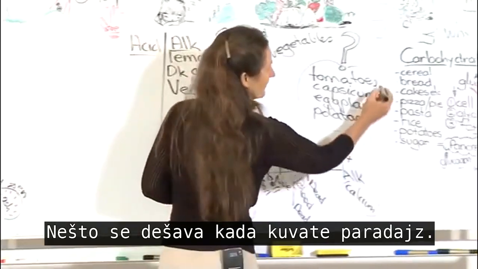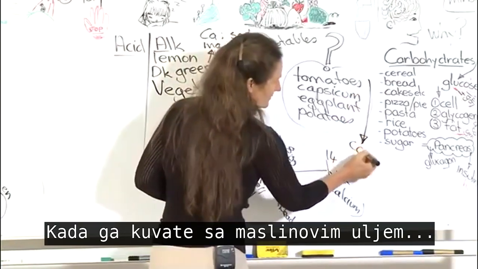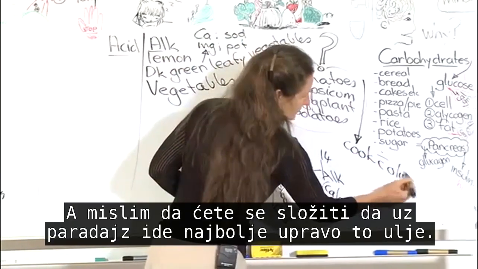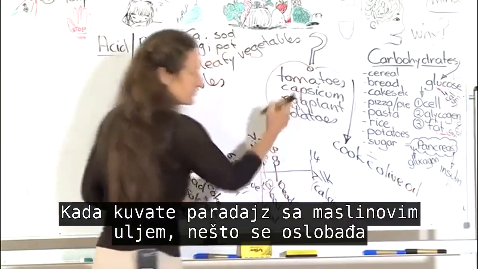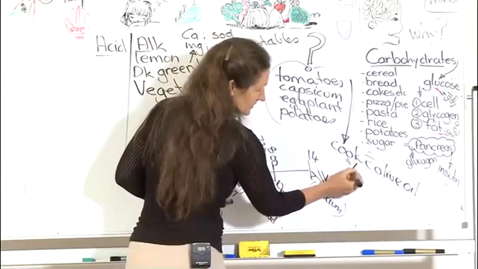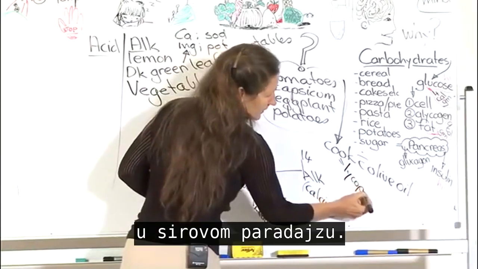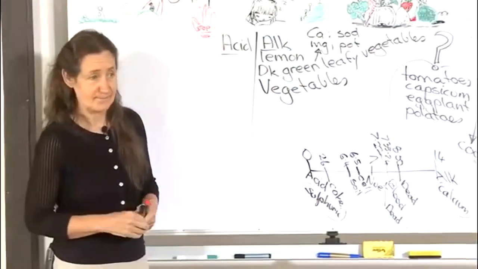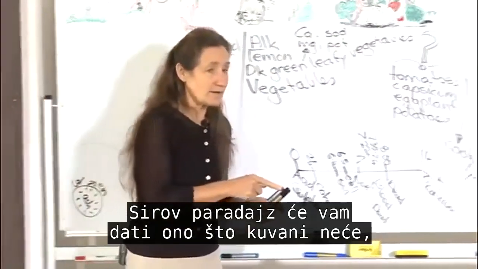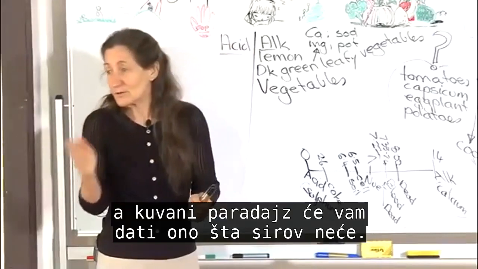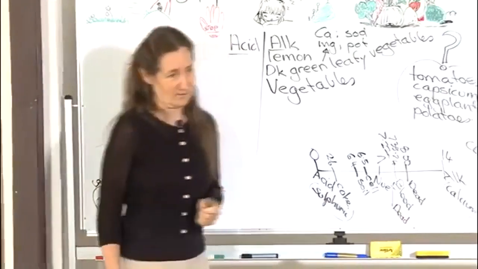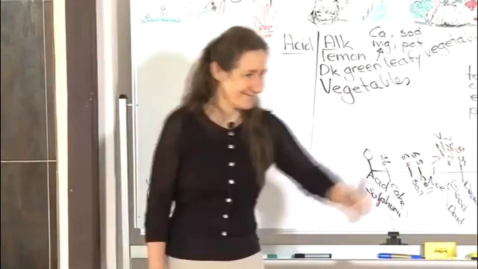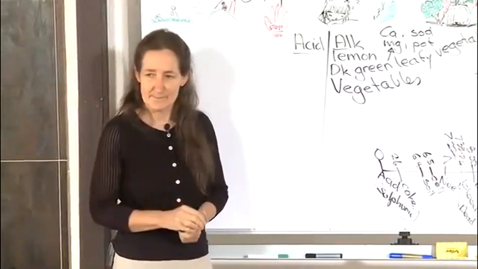Something happens when you cook tomatoes. When you cook tomatoes with olive oil, and I think you'll agree with me, it's the nicest oil to go with a tomato, something's released that is not available in the raw tomato. It is a potent antioxidant called lycopene. Raw tomato will deliver what cooked tomato won't, and cooked tomato will deliver what raw tomato won't. I don't believe in an all raw diet, and I don't believe in an all cooked diet. I think we should be having half-half.